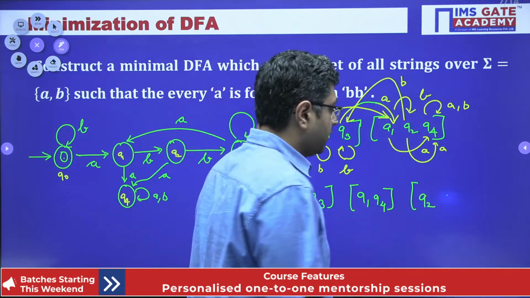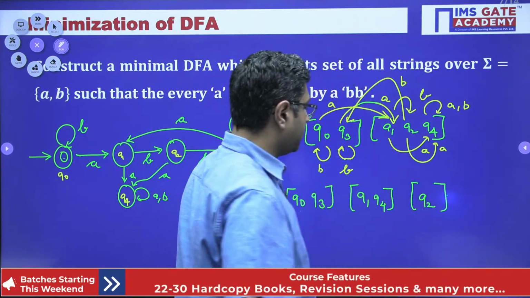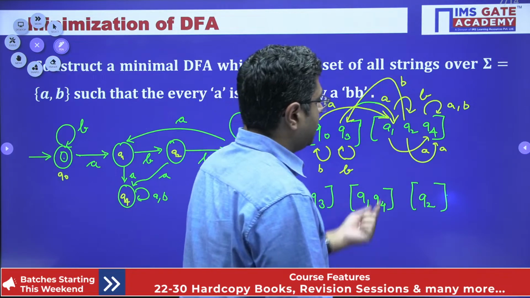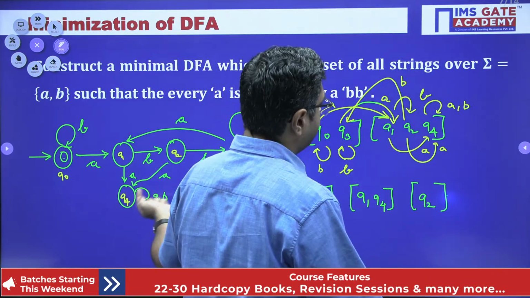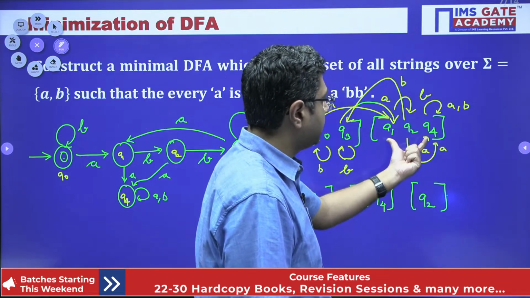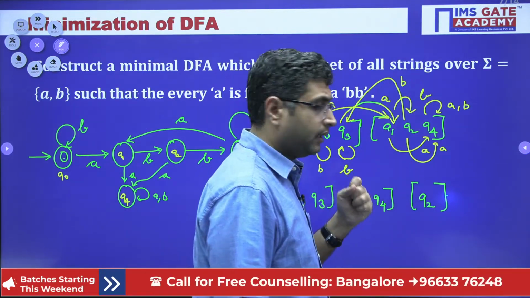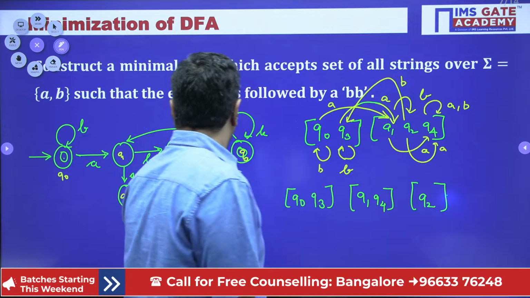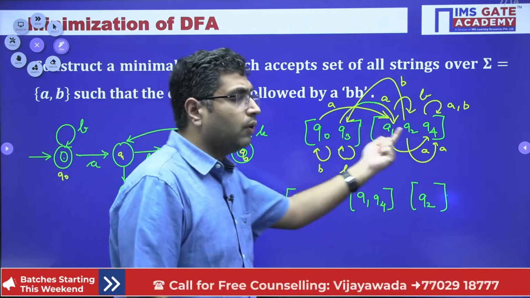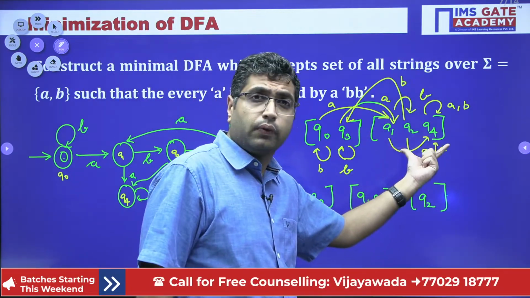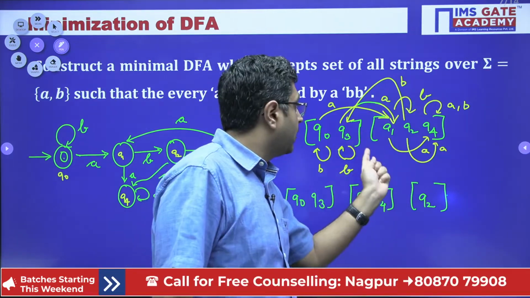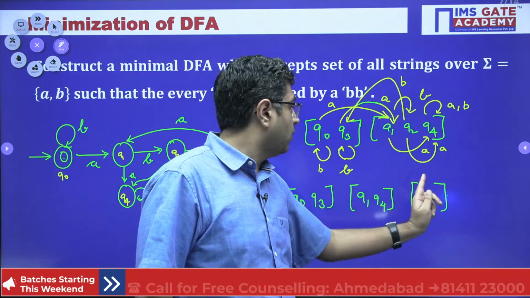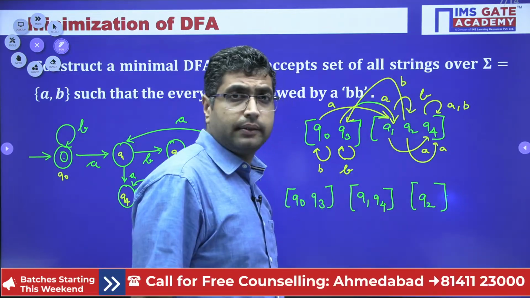Q2 has a different behavior from both of them, because what is happening, Q1 and Q4 both on A. Q1 on A remains on Q4. Q4 on A remains on Q4. So both are going into the same set. Q2 also on A goes to the same set Q4. That is the same set Q1, Q2, Q4. But it is different on B with Q1 and Q2. So therefore Q2 has been separated.